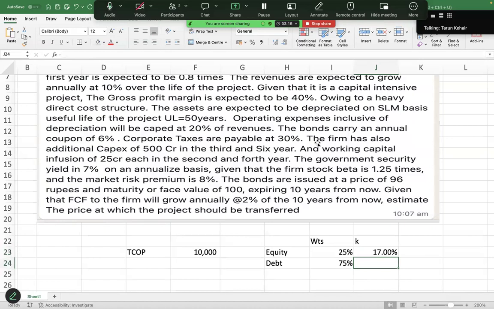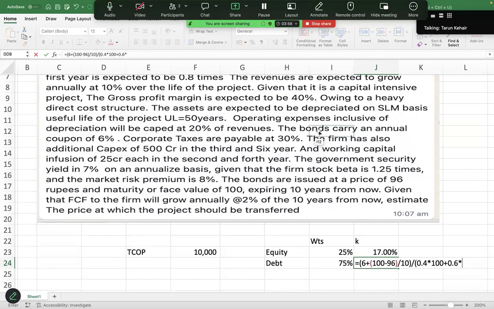Debt, we will first have to find out YTM and then take the post-tax element. So YTM के लिए कूपन कितना है? YTM के लिए what is the coupon? $100 के 100 के बॉन्ड है, एक बॉन्ड 6%, so 6 is the coupon. Plus what is your maturity value? 100 minus what's your price? 96, divided by n is 10 years. Whole thing divided by 0.4 times m plus 0.6 times p.